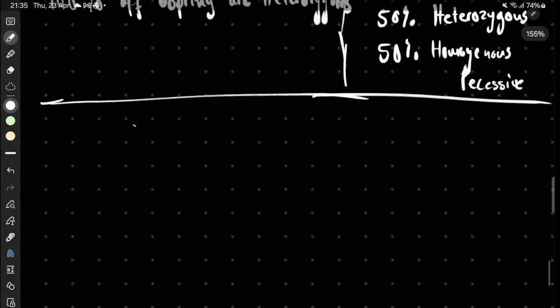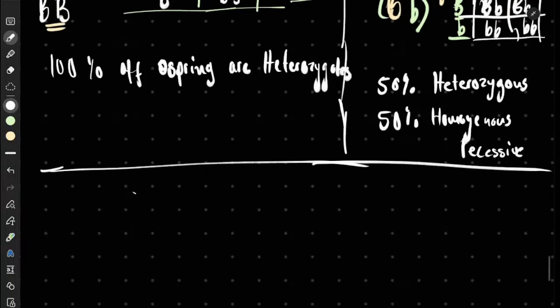Can we move on now? Hello? Can we move on to the next thing? So here we saw 100% of offspring are heterozygous or have brown eyes.